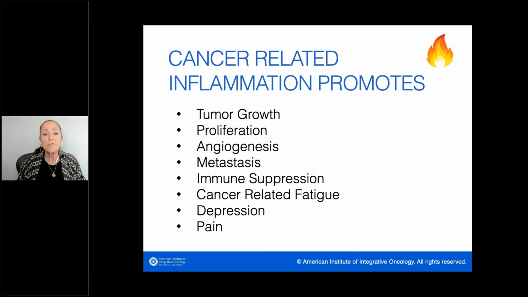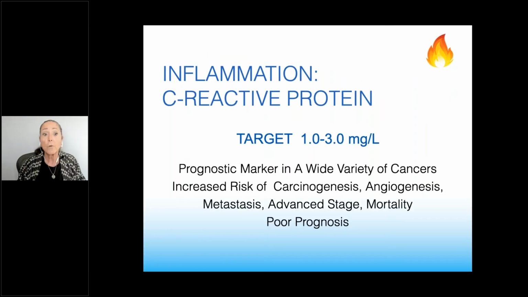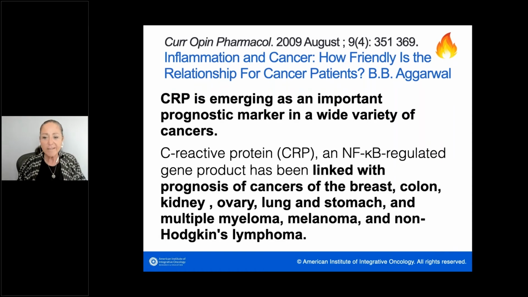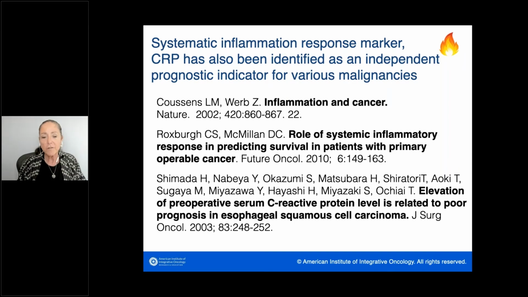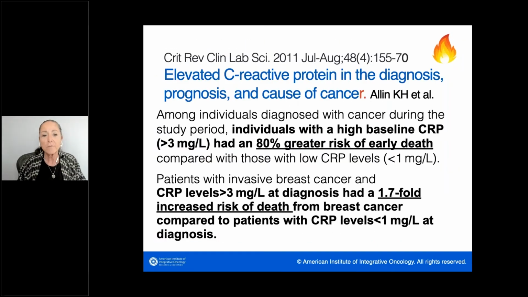So inflammation is driving growth, proliferation, angiogenesis, metastasis. Inflammation is suppressing immunity. It is the main cause of cancer-related fatigue, and it is a contributor to cancer-related depression, and of course, it's involved in pain. So cancer patients need inflammation control all the time, and so my target is below 1.0. The studies give this target range of 1.0 to 3.0, but my goal for my patients is much better inflammation control than that. Lots of studies showing the relationship between inflammatory markers and cancer risk and progression and surgical outcomes. So lots of references for you.